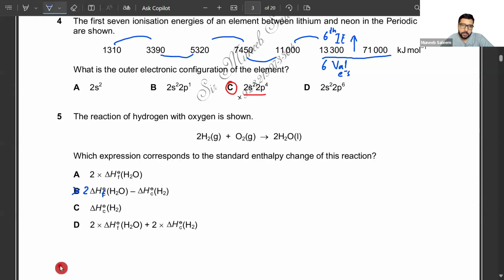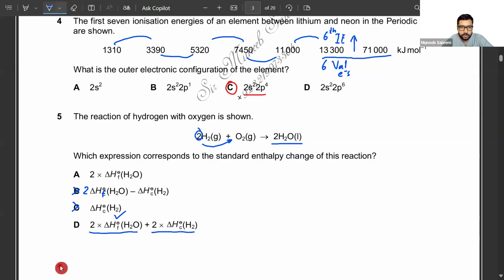The C says it is enthalpy of combustion of hydrogen. Again we see that there are 2 moles of hydrogen combusting with the oxygen, so it is wrong. And one more thing, if we look at the B option again, we were supposed to represent the equation for the formation, because water is being formed. It is not being combusted, it is being formed. D option says it is 2 times the enthalpy of formation of water. Up to this point, that is correct. And then it says plus 2 times the enthalpy of combustion of hydrogen. Up to this point, it's also correct.